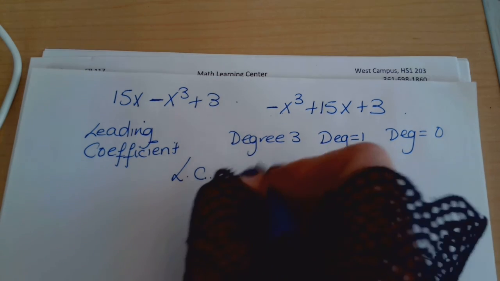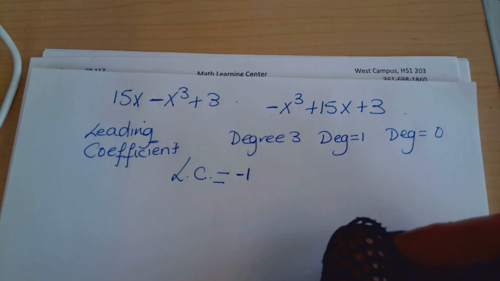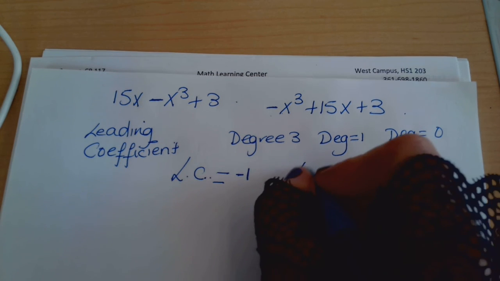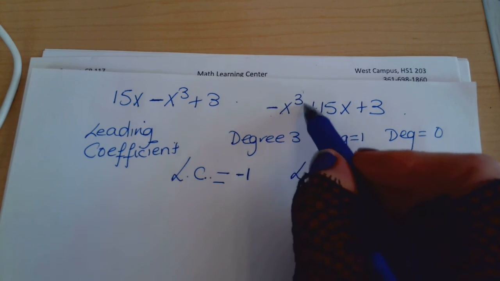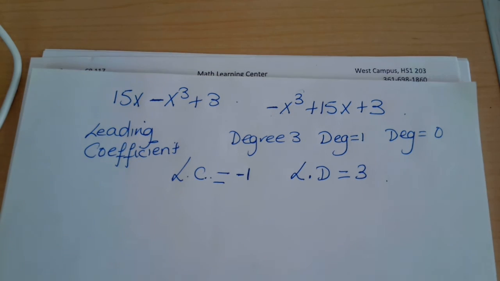So the leading coefficient is -1, okay? And then the leading degree, so I'm going to say LD for leading degree is 3. So it's just the one with the highest exponent, okay? So look at that. It's pretty easy to understand, but you just have to remember this.